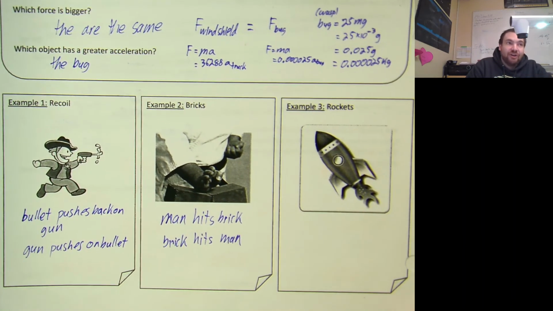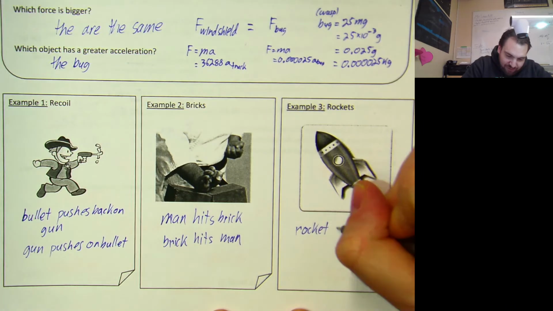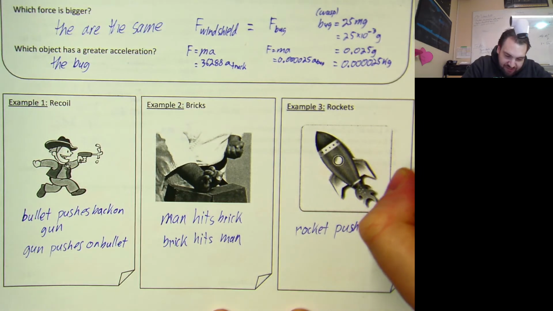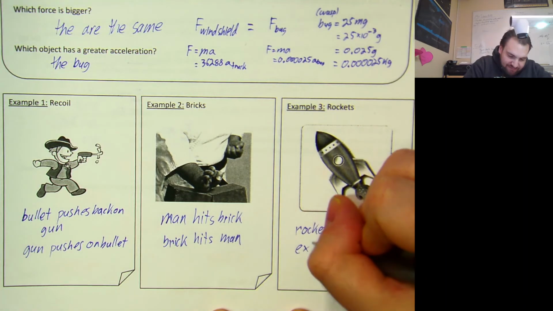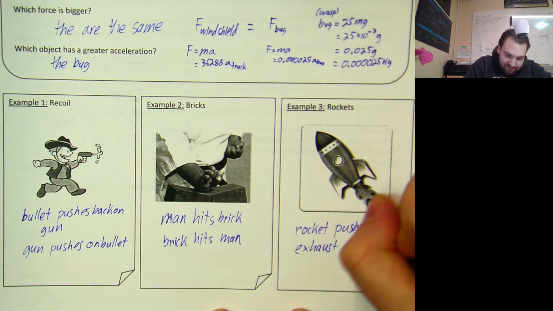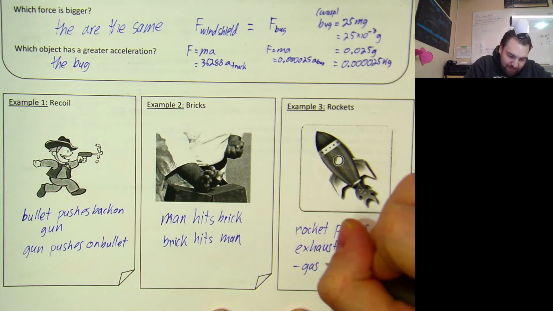And then rockets. Rockets are similar to bullets. The rocket pushes on exhaust gas. That same gas pushes on the rocket.